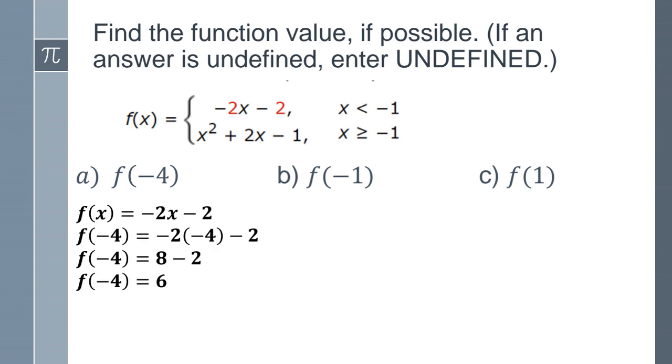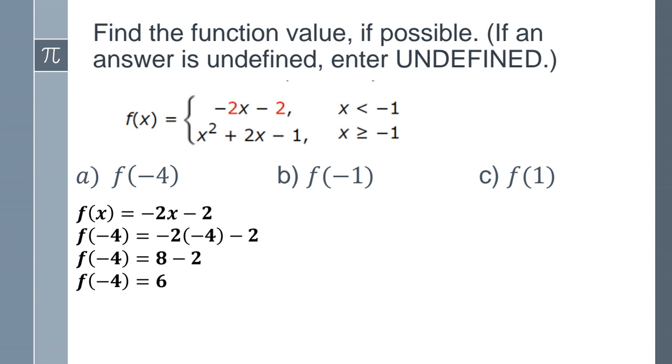So again, everywhere we see x, we're going to plug in that -4. Now we just simplify. A -2 times the -4 is going to give me the +8 minus 2, and 8 minus 2 is 6. So the answer for f of -4 is only going to be one answer, okay? It's this 6.